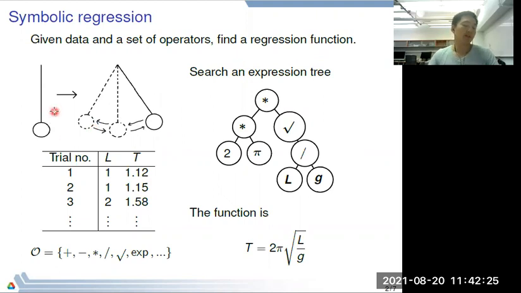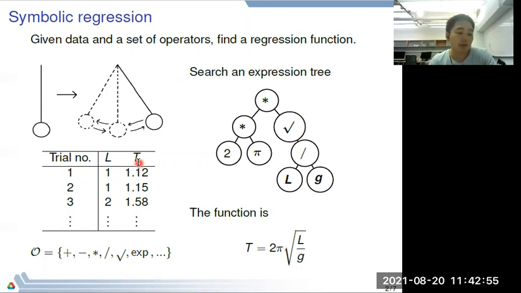Regression is finding the function that explains input and output data. Assume that we have some experiment on the period of a pendulum. For each trial, we vary the length and record the period here. We want to find the relation between this L and T, but we don't know what the structure of the function is.